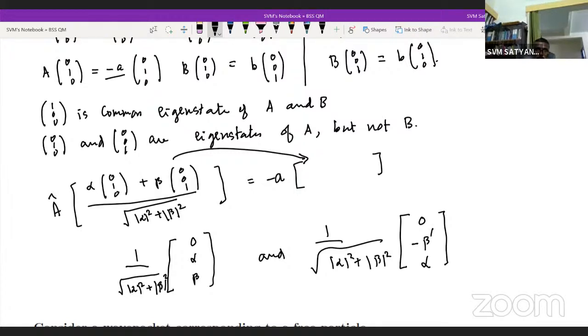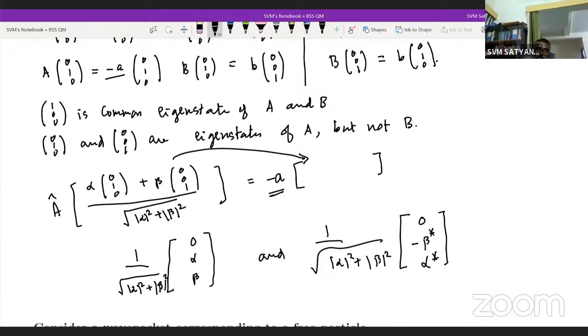Okay, alpha star, beta star, something like that. When I take these two, they are orthogonal, because alpha star, beta star, alpha star, so that you cancel away. So these two are orthogonal, and then you can have this. So A operating on these two orthogonal vectors also gives you minus A plus E.